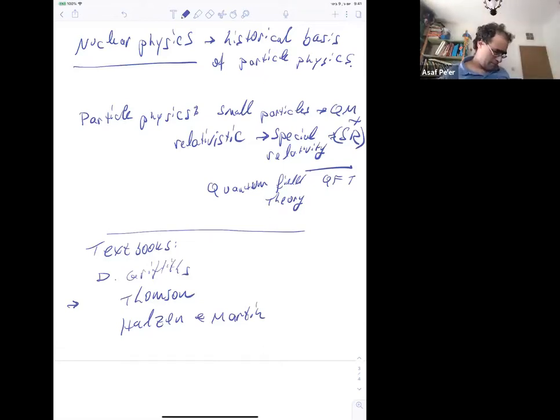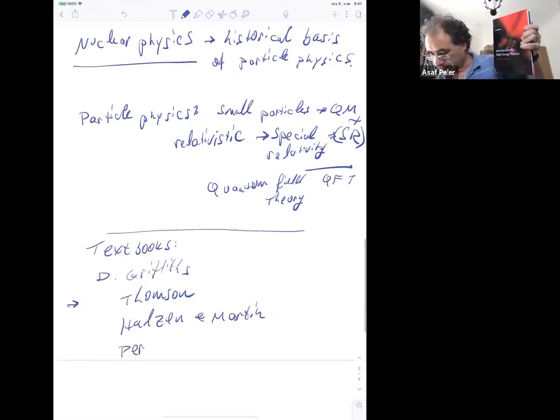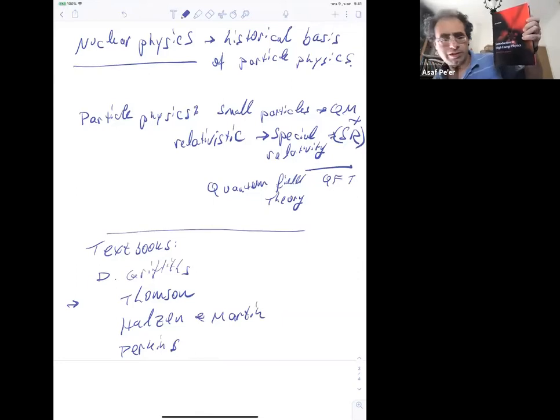And another one, which is more, I think, on the observational side, is this one by Perkins. It's by Donald Perkins. I know less about this book than I know about the other books, but I still have it.